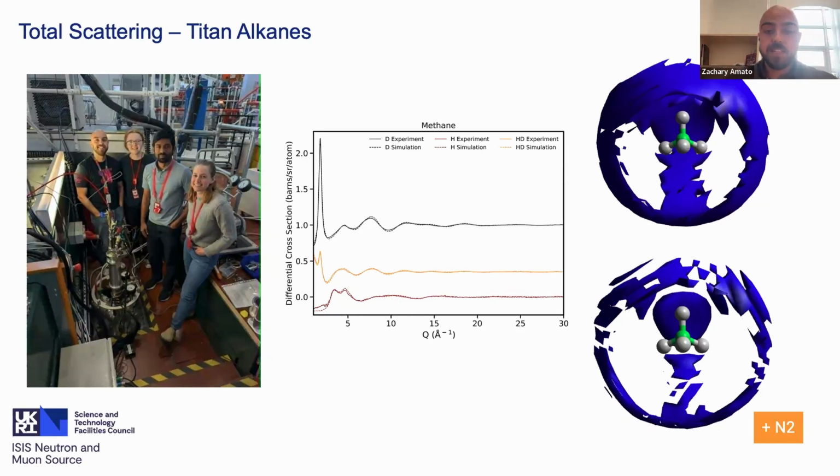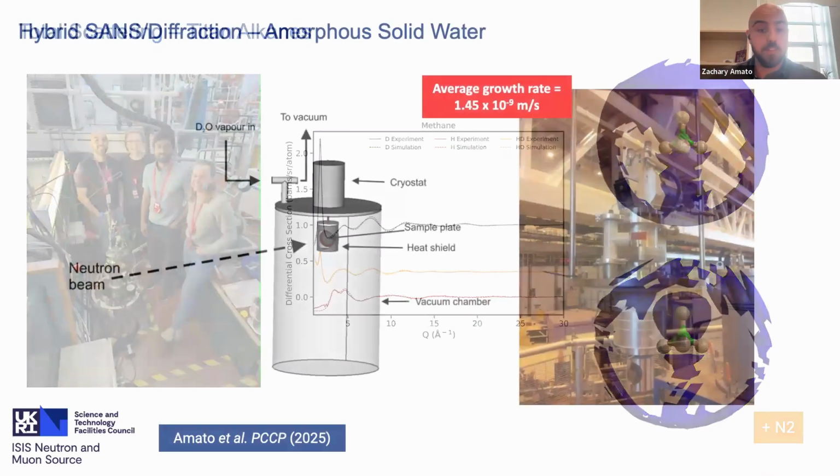All of this analysis is still ongoing, but here are just some scattering curves to show. Looking on the right side, this is again imaging of how the methanes are arranged around each other. But that will eventually come out at some point. I thought I'd show it since it's the first Europlanet experiment we've done so far.